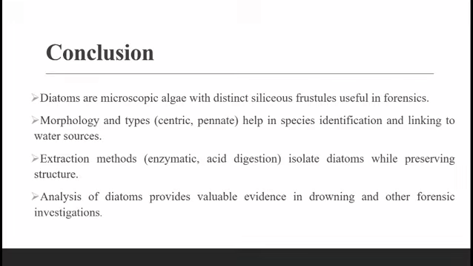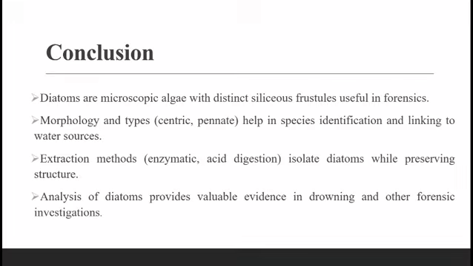So here we come to the conclusion of this presentation. It concludes that diatoms are microscopic algae with distinct silica frustules useful in forensics. The morphology and type help us in species identification and linking it to water sources. A particular water source has a very specific kind of diatom which is not present at a different place. So this helps us establish whether it was an antemortem drowning or a postmortem drowning.